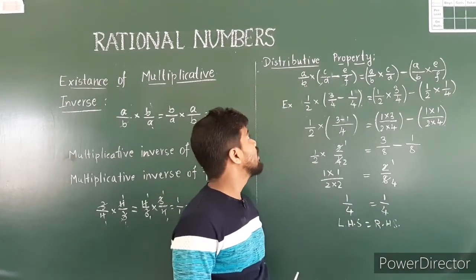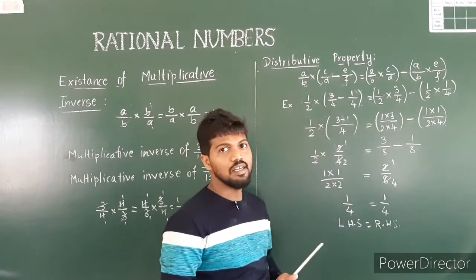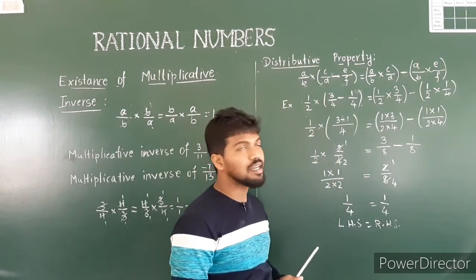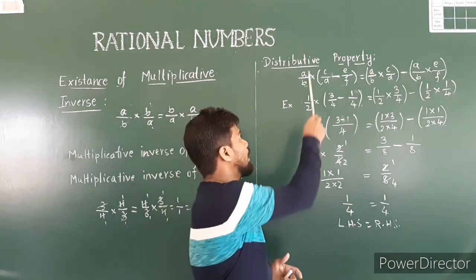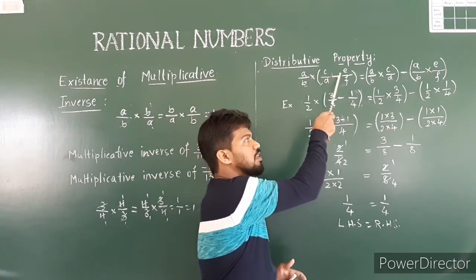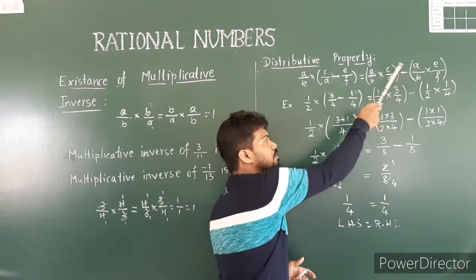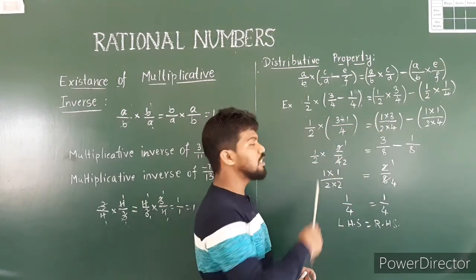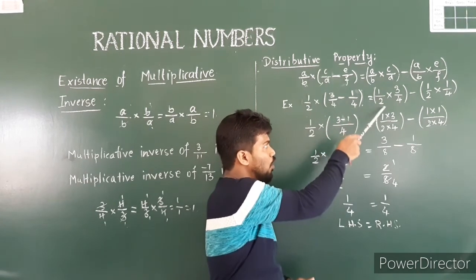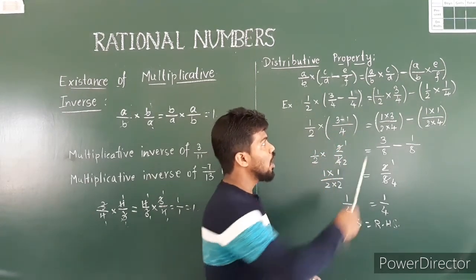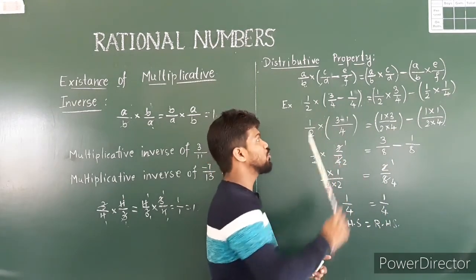Now you see the distributive property for subtraction. We have to prove that multiplication of rational numbers is distributive over subtraction. So a/b into (c/d - e/f). In place of plus I now take minus. Substitute the same numbers one more time: 1/2 into (3/4 - 1/4) equals 1/2 into 3/4 minus 1/2 into 1/4. It is just a substitution as it is.